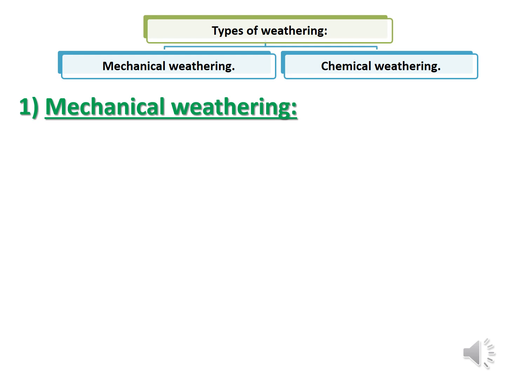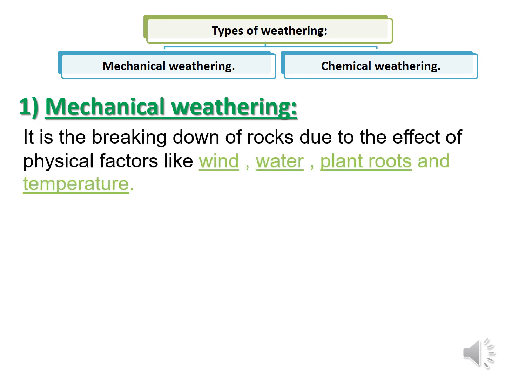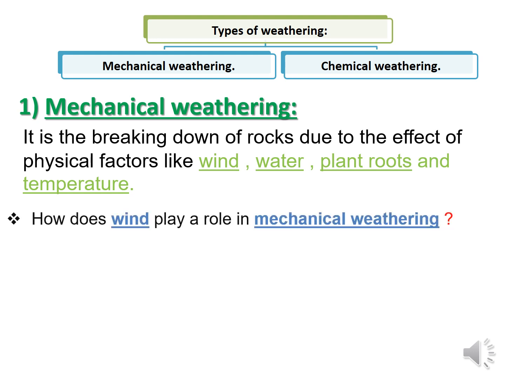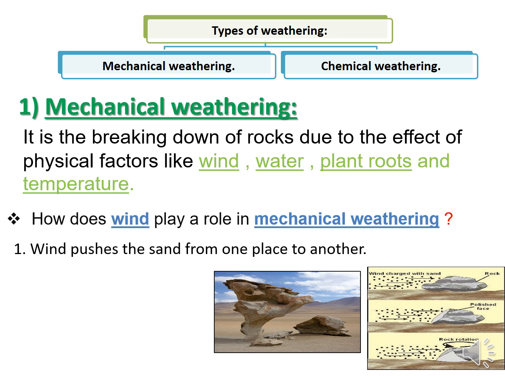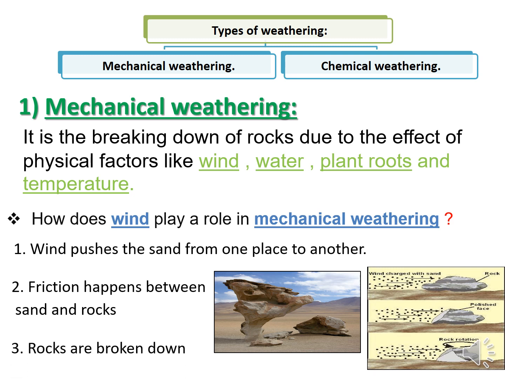So what is mechanical weathering? Mechanical weathering is the breaking down of rocks due to the effect of physical factors like wind, water, plant roots, and temperature. Now, we are gonna know how wind, water, plant roots, and temperature play a role in mechanical weathering. Let's start with wind. Wind pushes the sand from one place to another. Friction happens between sand and rocks, so rocks are broken down.